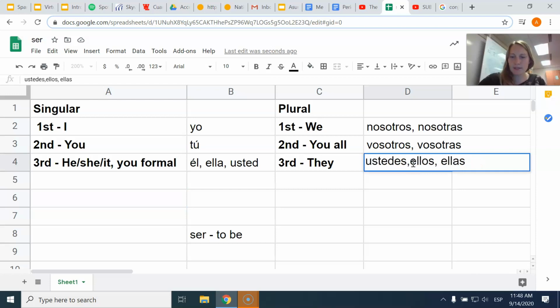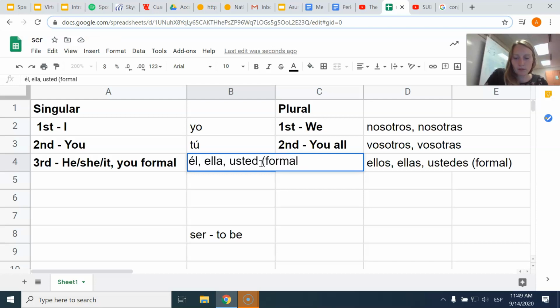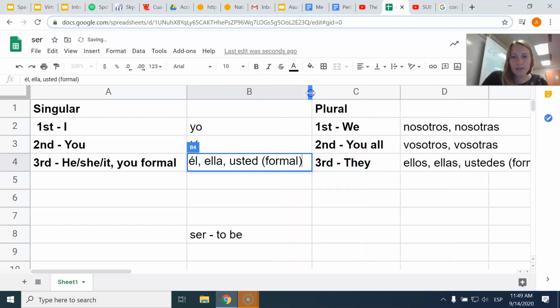So yeah, let me back this up and make this a little more clear for us. Ustedes, I'll say formal. So yeah, the ustedes is the formal you all. I'm struggling with my Spanish keyboard. It messes up my different keys. Anyway, so this is the formal you all.